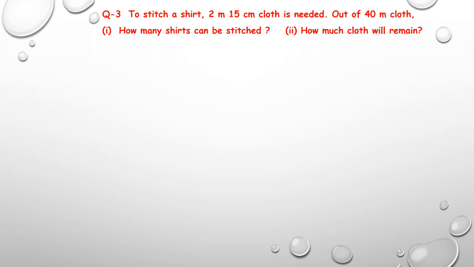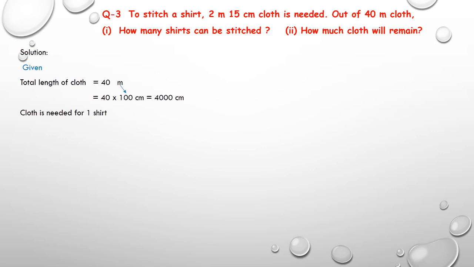So students, to solve this question, first of all we will convert all the units into centimeter. The total length of cloth is given as 40 meter. In place of meter, we will write 100 centimeter and the answer will be 4000 centimeter. Similarly, the cloth needed for one shirt is given as 2 meter 15 centimeter. In place of meter, again we write 100 centimeter. So it will be 2 multiplied by 100 centimeter plus 15 centimeter, and the answer will be 215 centimeter.